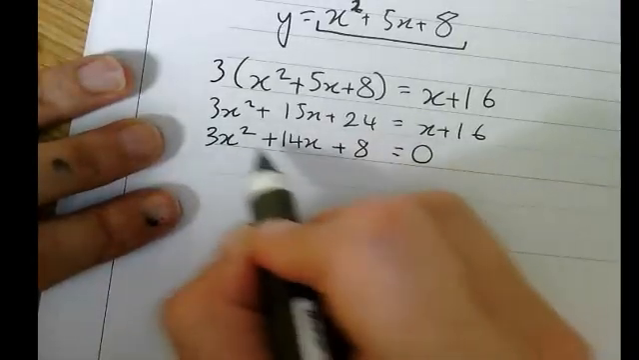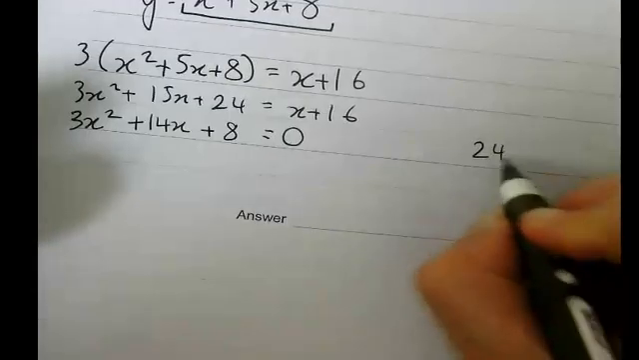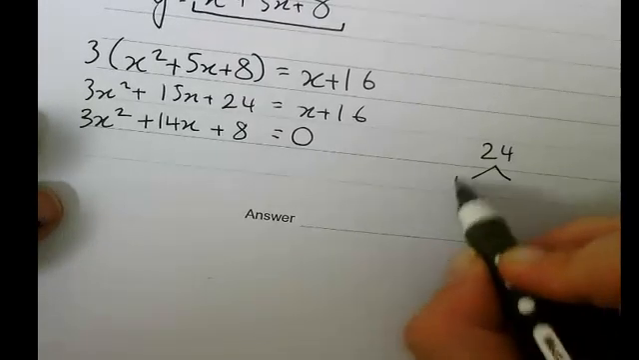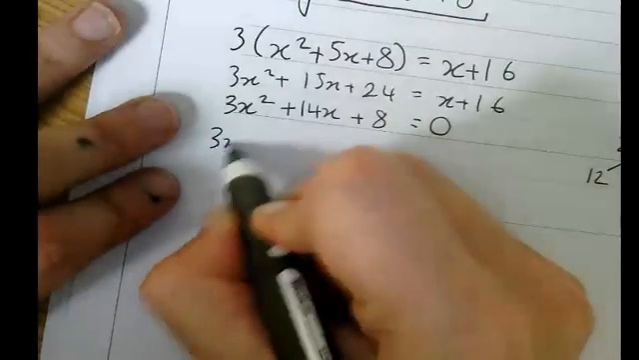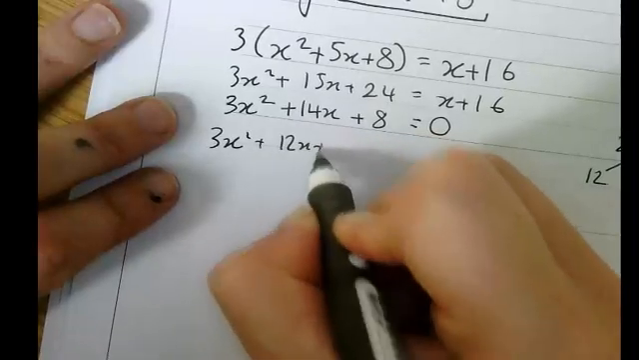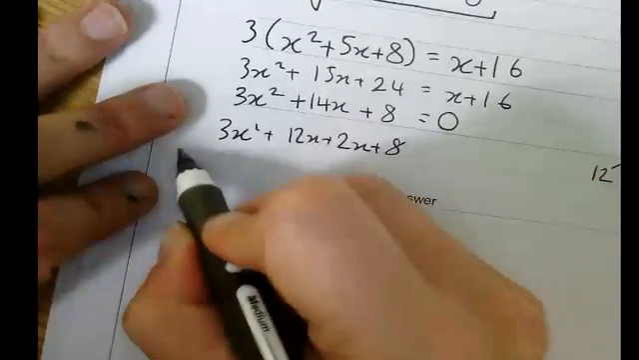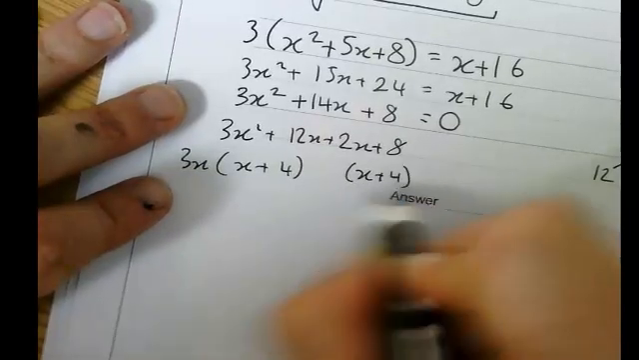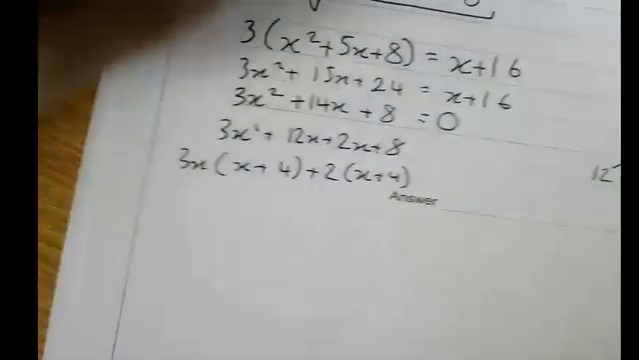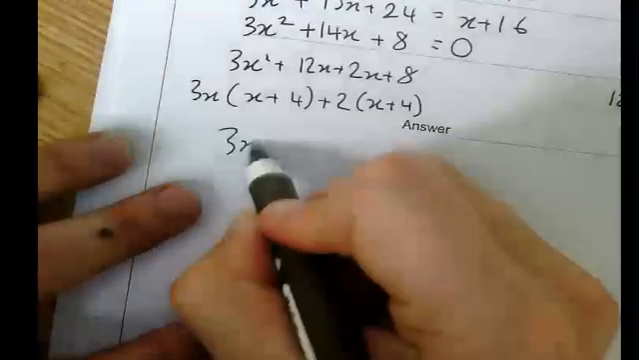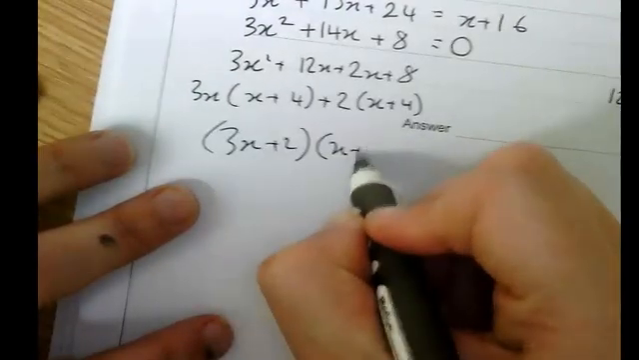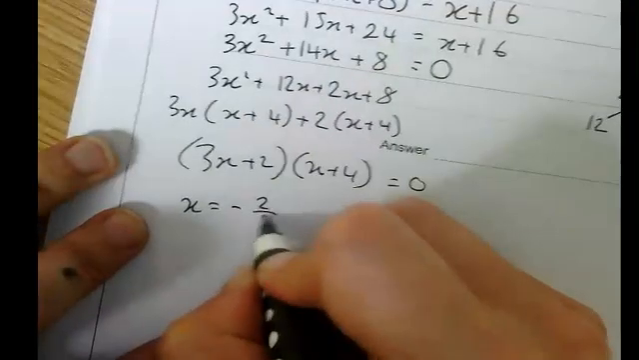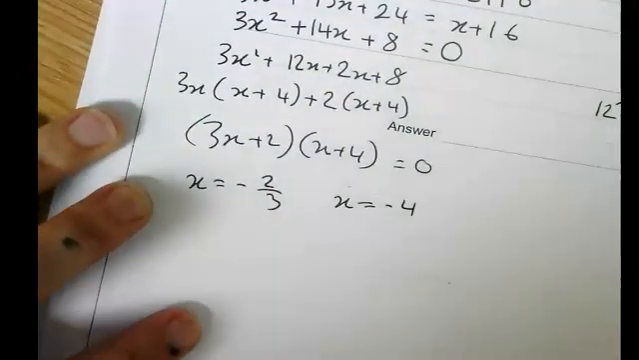So choose the AC method. 3 times 8, 24. Two numbers that multiply to make 24 and add to make 14 are 12 and 2. So I've got 3x squared plus 12x plus 2x plus 8, which is 3x lots of x plus 4. I know this needs to be an x plus 4, and I'm going to need a plus 2 to get 2x plus 8. So 3x plus 2 lots of x plus 4 is equal to 0. So x equals negative 2/3, or x is negative 4.